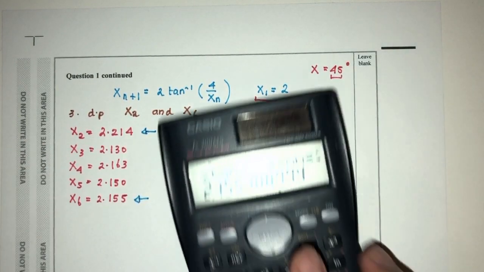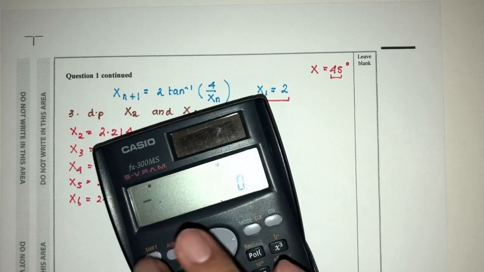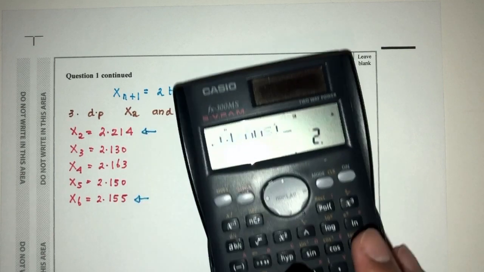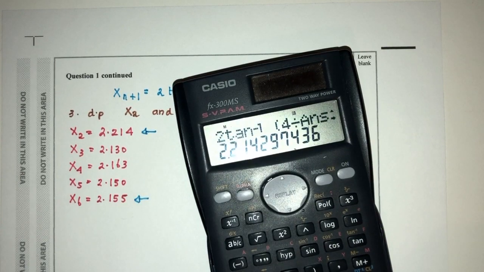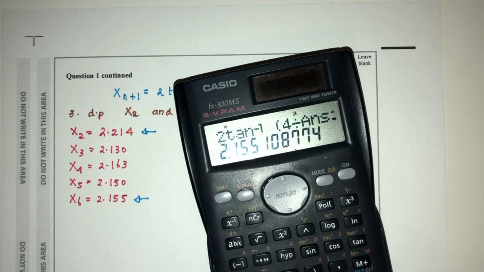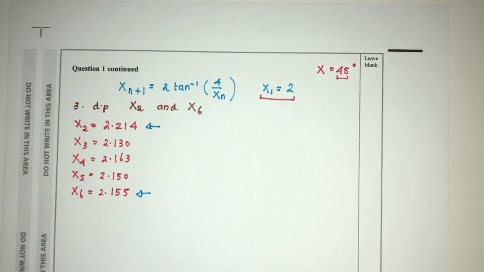So let me try that again because I do not like to make silly mistakes. So 2 tan inverse of 4 divided by, so 2 is the answer, that's the first value. 2 tan inverse of 4 divided by the answer. So the first one is 2.214, 2.130, 2.163, 2.150, and 2.155. So okay, good. This one is confirmed, and that will be your question number 1, to find the value of x2 and x6 correct to 3 decimal places.